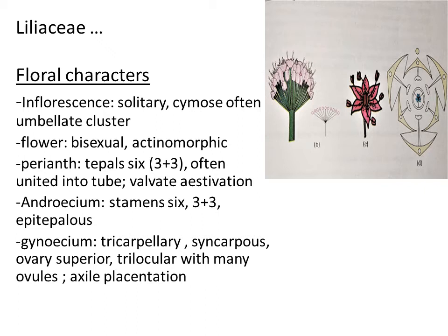So there are 3 carpels present. They are fused with one another. So that's syncarpous condition. Then if you look into the position of ovary in the flower, the ovary is located in the superior position. So that ovary is superior and trilocular with many ovules. So there are many ovules present within the ovary.